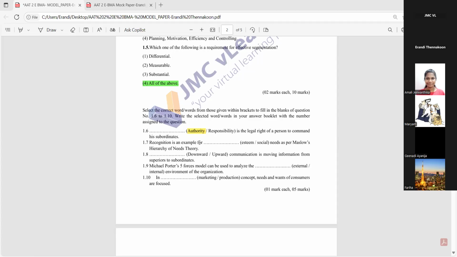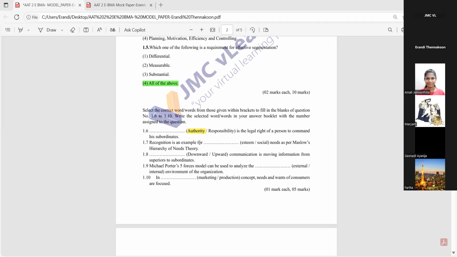Where did we discuss this? It is under leadership and motivation. So, Maslow's hierarchy of needs. What are these 5 needs?